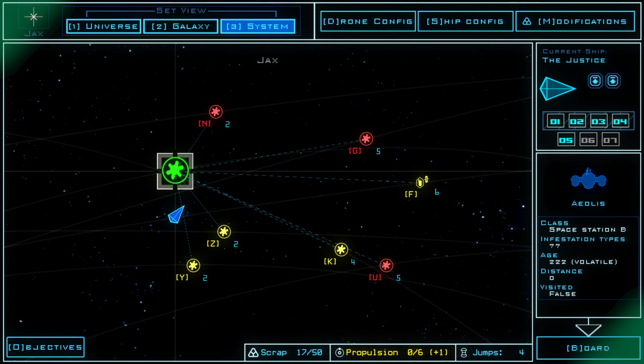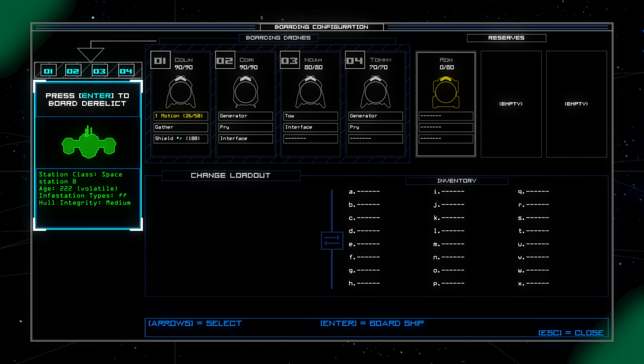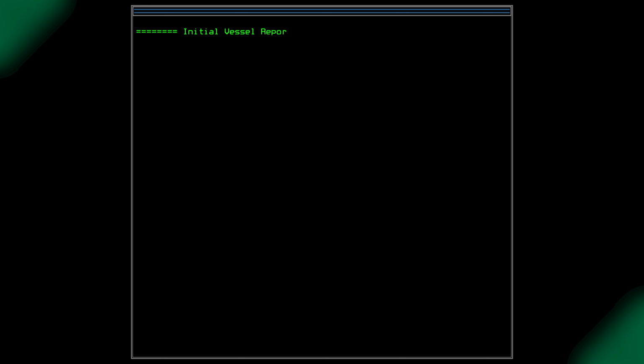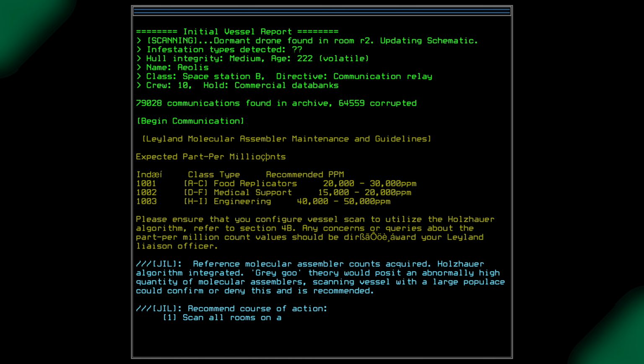And then we'll go up here. Infestation types, who knows? See, that feels like there's going to be some lore in here. Here we go. Look at this.